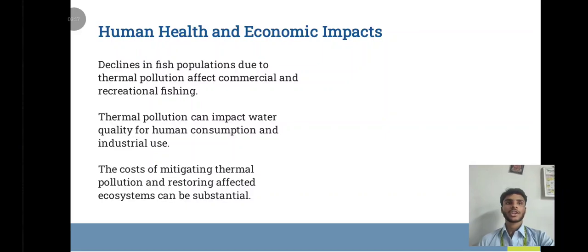Human health and economic impacts. Decline in fish populations due to thermal pollution affects commercial and recreational fishing. Thermal pollution can impact water quality for human consumption and industrial use. The costs of mitigating thermal pollution and restoring affected ecosystems can be substantial.